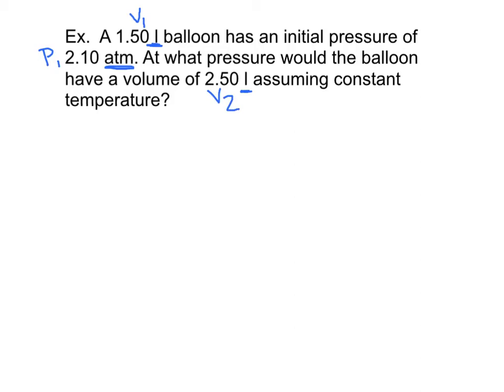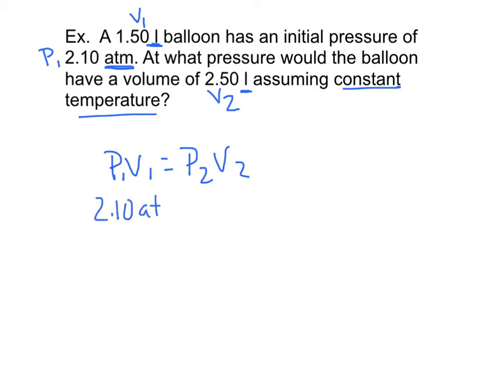So we're going to use Boyle's law. It says constant temperature right there. Boyle's law is P1 V1 equals P2 V2. Then we plug in what we know. P1 is 2.10 atm. Yes, you have to put the units on there each time. Times V1, which is 1.50 liters, equals P2, which we don't know and have to solve for, times V2, which is 2.50 liters.